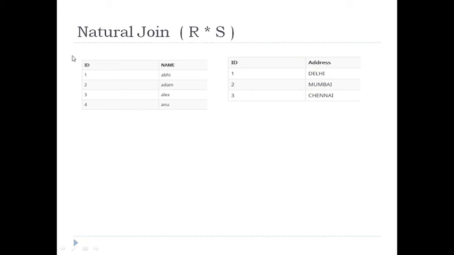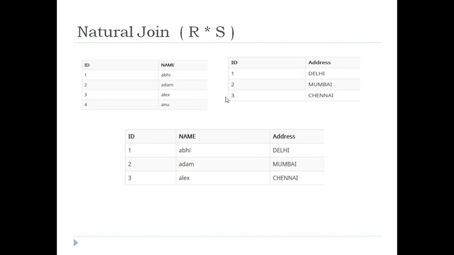Then natural join. Here the column name is same, identical. So no need to write the condition. Just you have to write R into S. Now in the result, it is similar to your equijoin in the previous case, but what happens here, 3 rows you will get, but the number of columns will be 3. Okay, it will take only 1 column because the name is same and values also same. So ID, name and address. So these 3 columns and 3 rows will get.